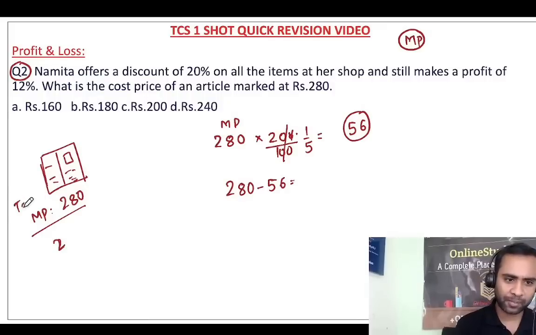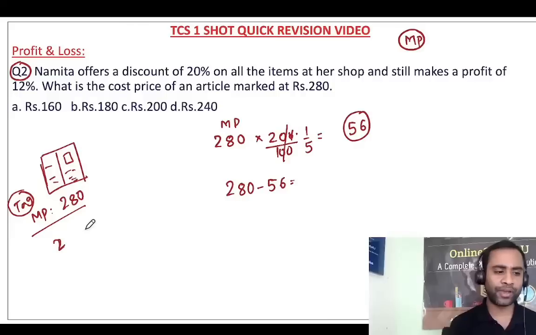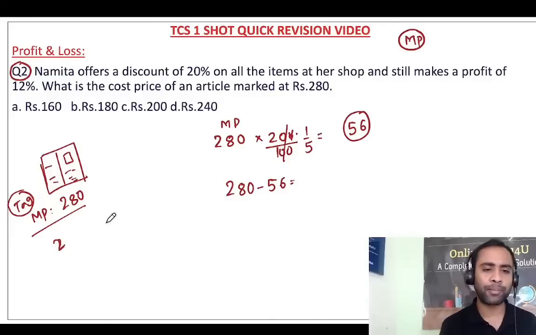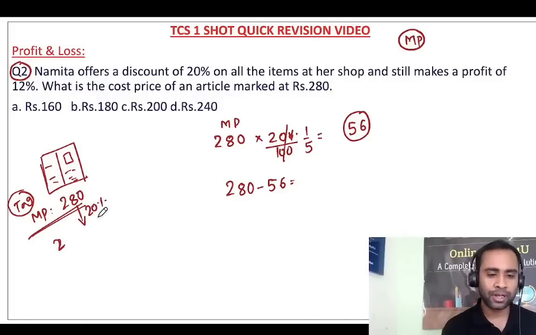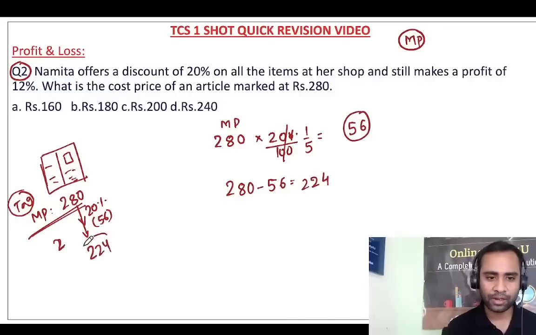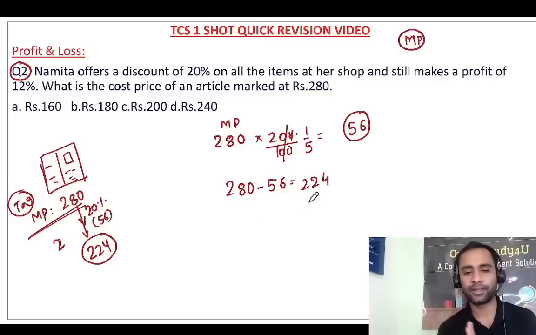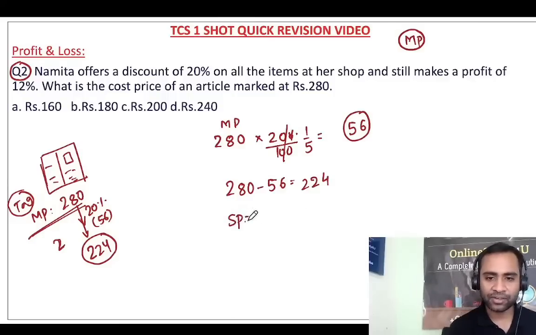So this was the tag price. Now you were not able to buy. Then the shopkeeper came and said, sir, don't worry, I will give you 20% discount. That means I will give you 56 rupees discount. Then now you pay me just 224 rupees. Okay, fine. So now I will sell to you at 224.